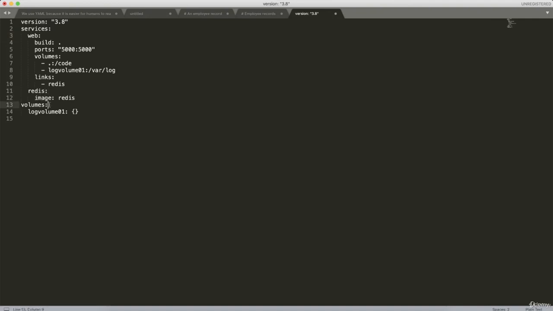Image, Redis. Now the volume here is at the same level as services. So this is on the root level, or the base level, which is the same level as services, the same level as version. So this is volumes, log volume is like this, whatever value. And you can see that we have two spaces here, which means that the log volume is subjected under the volumes. All right, so far so good.